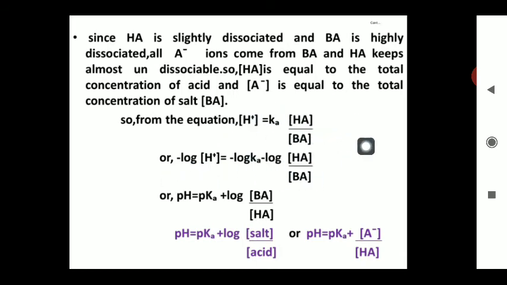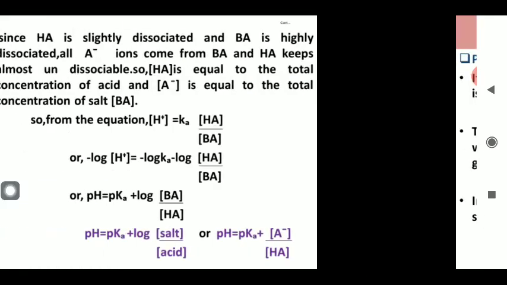So from the equation, H positive is equal to Ka times HA upon BA, or in terms of log, you can take log on both sides. The log of H positive ion concentration is equal to minus log Ka minus log HA upon BA, or you can summarize: this part is equal to the pH, and this is equal to pKa plus log BA upon HA, or you can summarize the equation: pH is equal to pKa plus log salt upon acid. This part is equal to salt and this part is equal to acid, or pH is equal to pKa plus log A negative upon HA concentration.